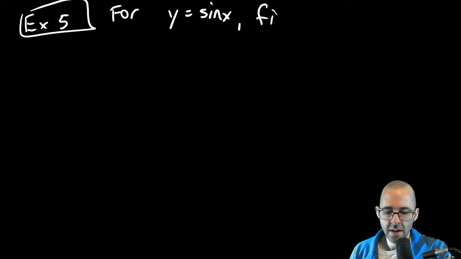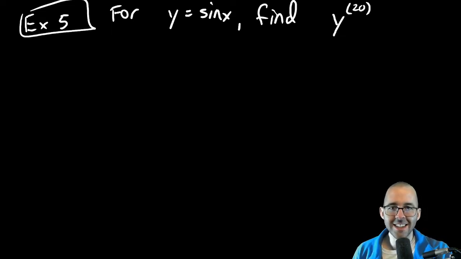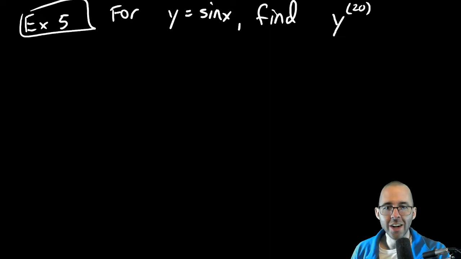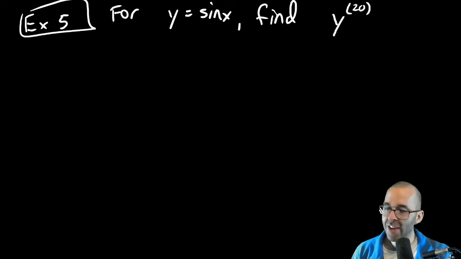We're going to start with an example. This is a good example. This is example number 5. Let's see. For y equals the sine of x, find the 20th derivative. Jason, you can't be serious. You want us to take the derivative 20 times? Yes, I do. I want you to take the derivative 20 times.